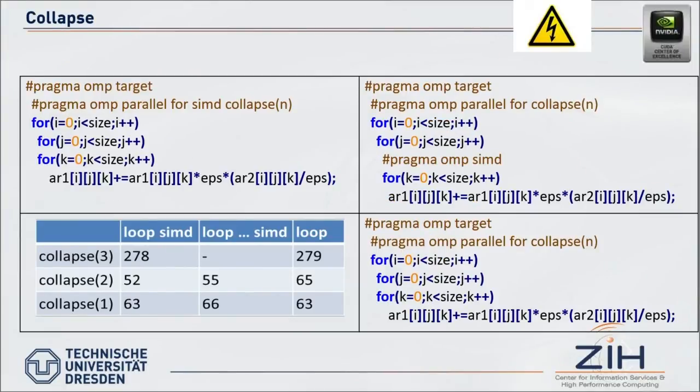And then the collapse clause by itself. How far do you want to collapse? You have those 3 perfectly nested loops. You could say collapse 3 if you want to.